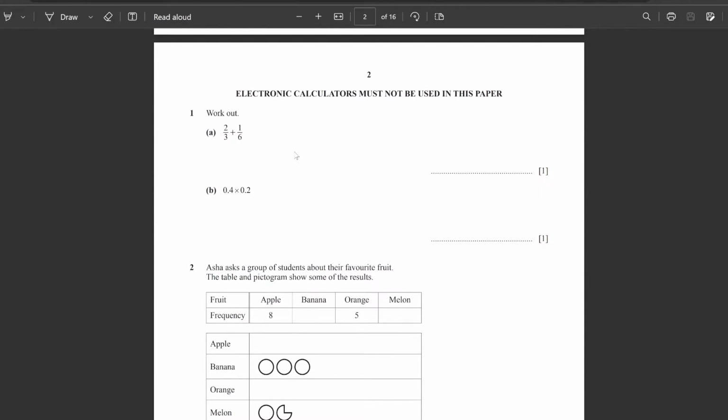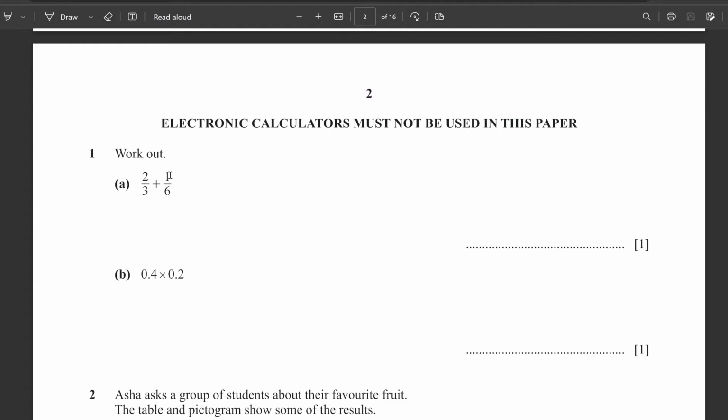First of all, let's look at the first problem, which is to work out the fraction that they have given to you. The easiest way to solve this is to take the LCM, and you can see that 6 is the biggest divisor over here, so you multiply 3 by 2, and if you multiply 3 by 2 you also have to multiply 2 by 2. You have to add 1, and this will give you 4 plus 1 over 6. This will become 5 over 6, and this is your first answer.